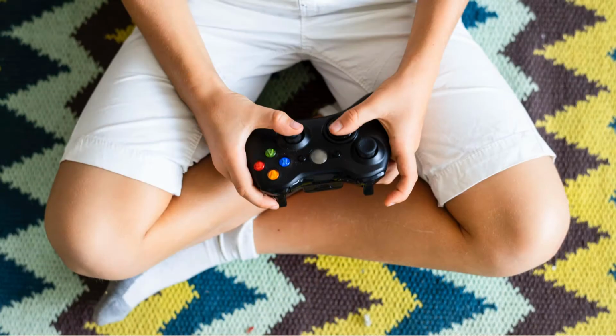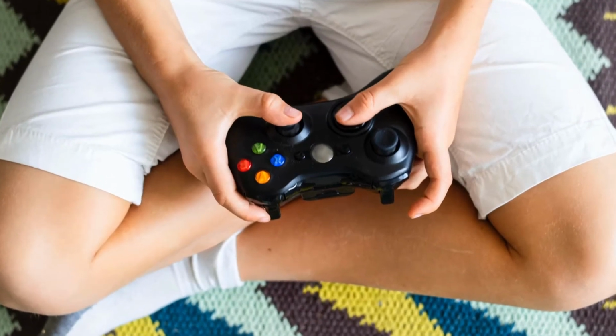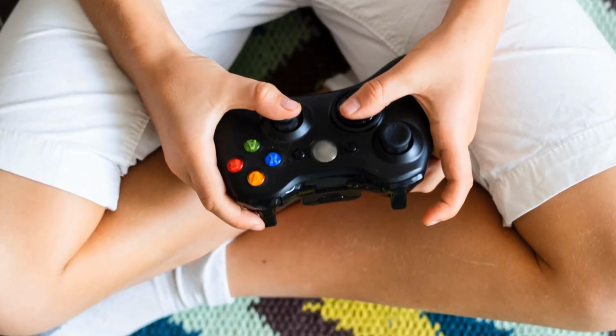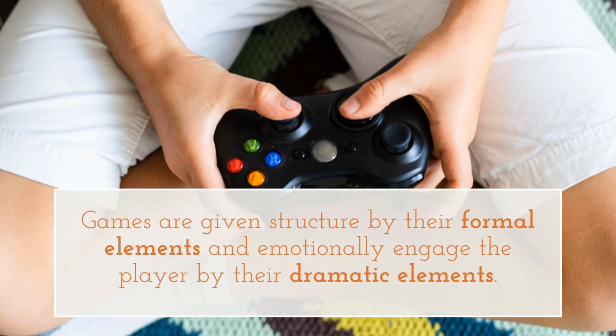Game systems are a set of interacting or interdependent elements forming the working game. These elements work within this closed system, engaging the player in structured conflict and resolving its uncertainty in an unequal outcome. When thinking about the elements of the game, remember that games are given structure by their formal elements and emotionally engage the player by their dramatic elements.